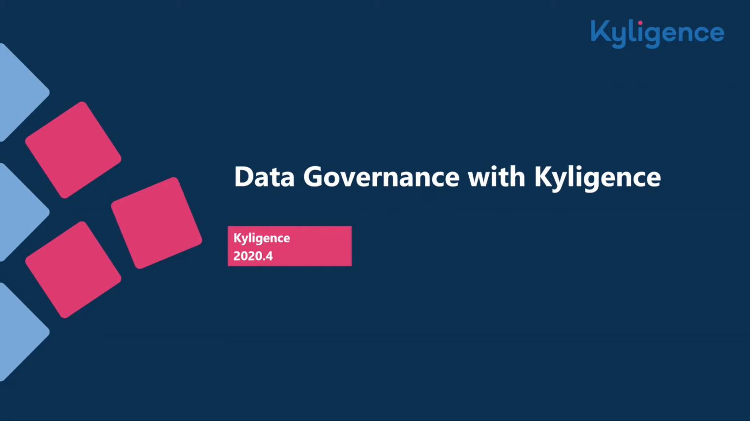So here within this small example, I'm going to show how Kyligence is able to solve that problem with its universal semantic layer, providing a single version of the truth.